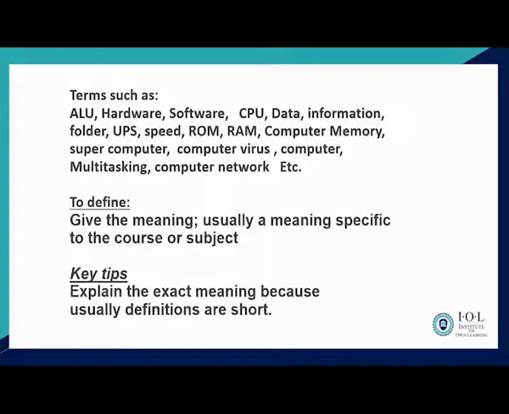Let's take another example. I ask you to define computer software. I ask you to discuss computer software. Is it the same question? Different verbs are used here. If I ask you to define, I'm asking you to give the meaning of that concept. If I ask you to discuss, it goes more than giving the meaning.